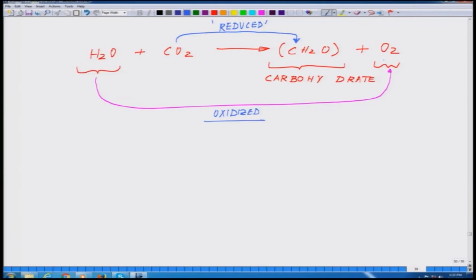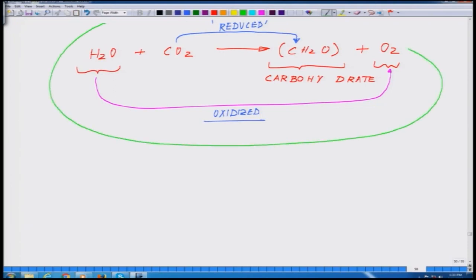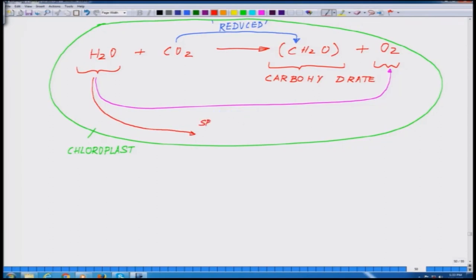Okay? So, now, if you look at this whole thing, this whole stuff is all happening inside one organelle called chloroplast. In other words, you should not use this word; you should use splitting of water. And the splitting of water is generating an electron and an oxygen out here. So, now this whole thing is happening inside the chloroplast, which essentially is called the energy conversion apparatus.